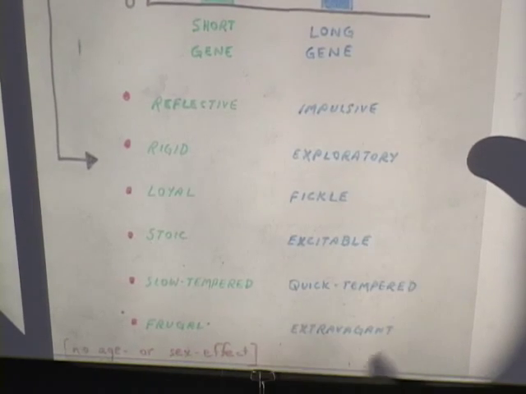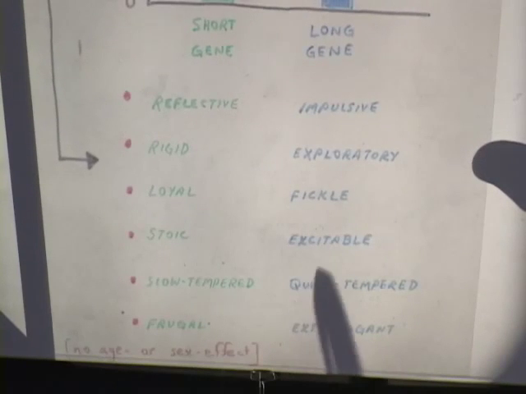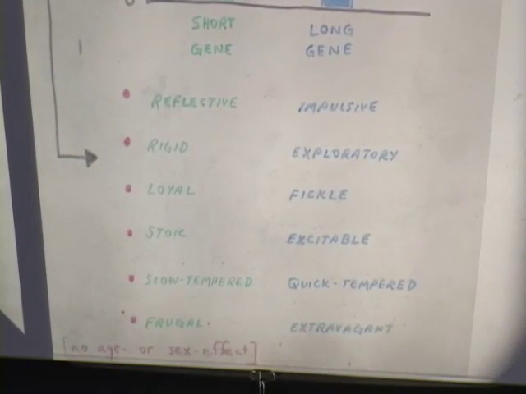So you want to look for behaviors that are associated with it. Are they exploratory rather than rigid? Are they excitable? Are they quick-tempered? One of the most bizarre things that turns out to be correlated with this, people who have one or more copies of the long gene tend to like spicier foods more. Very, very strong finding research-wise where they've looked at the genetics.